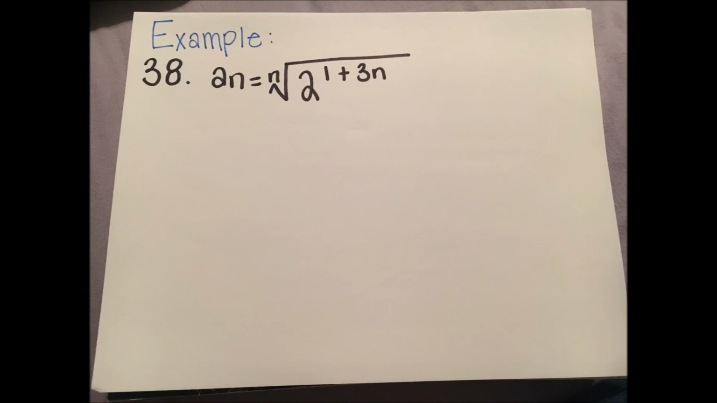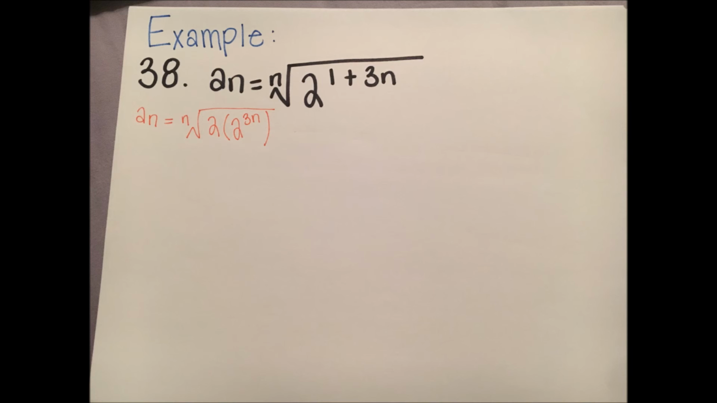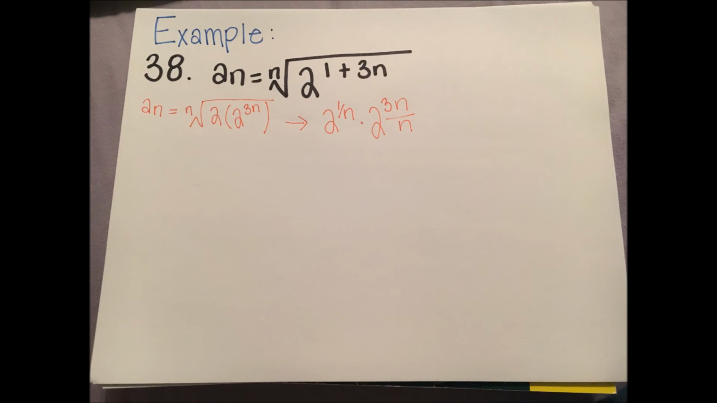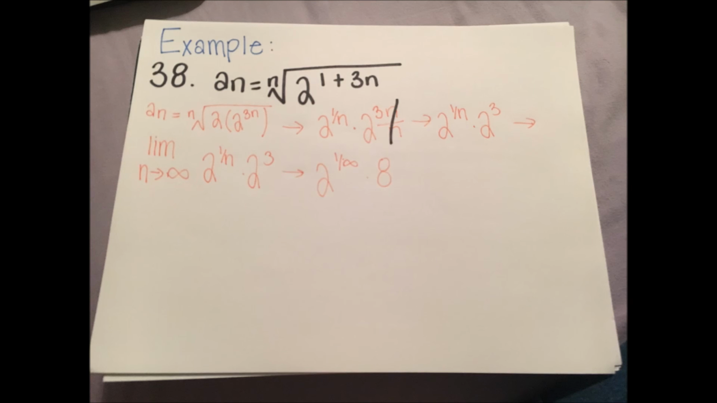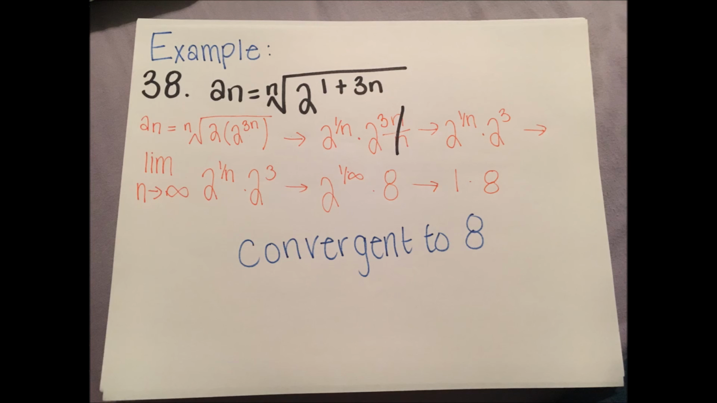Let's do another example. For this, I also chose another example from the book, so it's number 38, which is a sub n equals the nth root of 2 to the 1 plus 3n. To attack this, you can separate the 2, which is the same as 2 times 2 to the 3n, and then you would distribute the 1 over n, and then you can simplify, which then you will get 2 to the 1 over n times 2 to the third. Simplified again, you will get 2 to the 1 over infinity times 8, which equals 1 times 8, so this is convergent to 8.